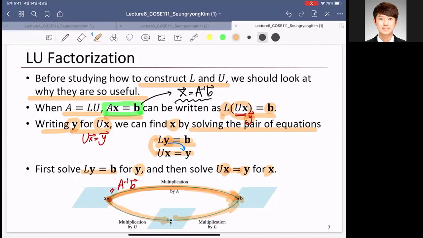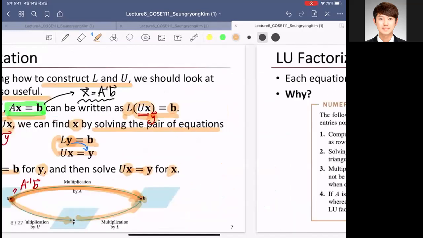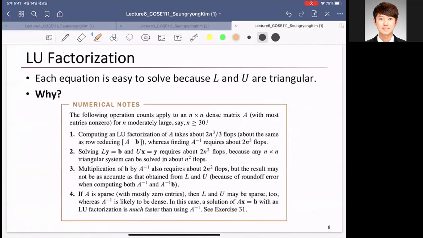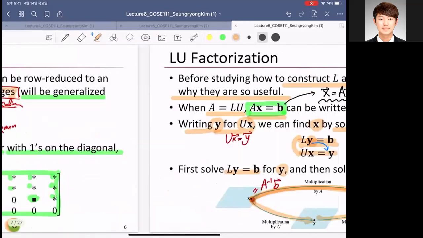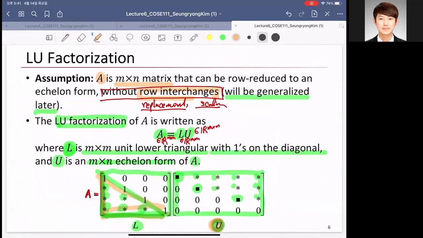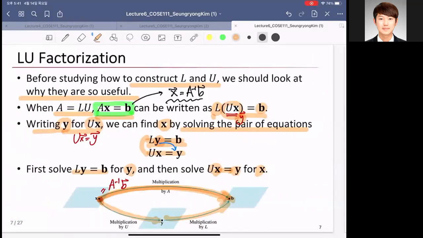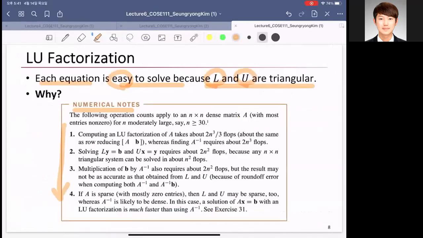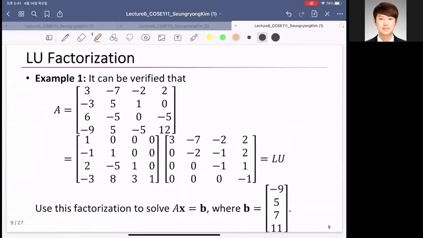Why is this kind of technique useful? To understand this, please remember the numerical note here. Each equation is easy to solve because L and U are triangular, lower triangular and upper triangular. Please read this numerical note. But I would like to show you one example of why LU factorization is more useful.